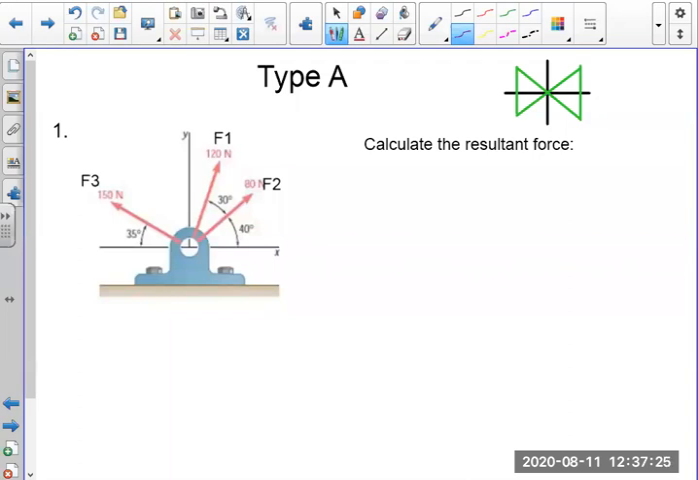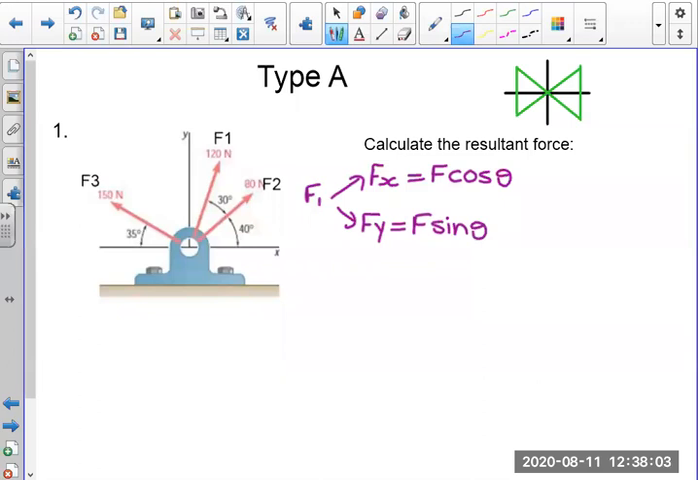So let's start with force 1. Of force 1, I'm going to work out force 1's X and Y component. So of each force, I'm going to work out the X and Y component. When I want to work out the X component, I have to remember that I use the equation F cos theta. That's how we work out the X component. Or if I want to work out the Y component, then I will use F sine theta.